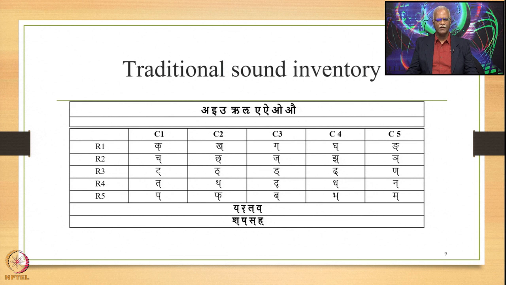After these 25 consonants, we have another four, namely y, r, l, and v, and then the remaining four, sh, sh, s, and h. This is the traditional sound inventory. Let us take a quick look at the criteria used for classification of sounds in this particular manner. This is once again very crucial for us to understand the sandhi better, because the sandhi is based on these classifications.